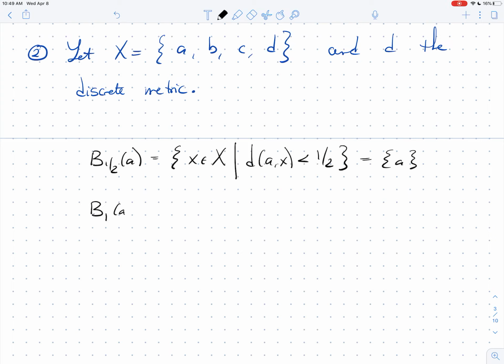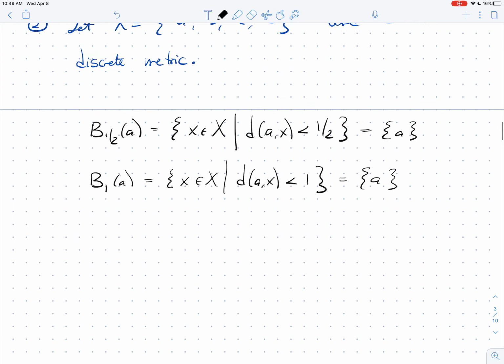Let's think about the open ball of radius 1. Well, it's very similar. It's the set of points x in X such that the distance between A and x is less than 1. Same exact argument, right? The distance between A and x is either 1 itself, which is not less than 1, or 0. And so the only time you have distance less than 1 is when the distance is 0, which means x is A. So this is the set A again.